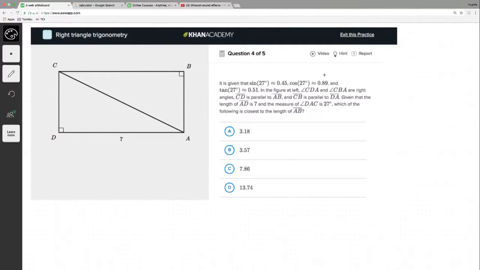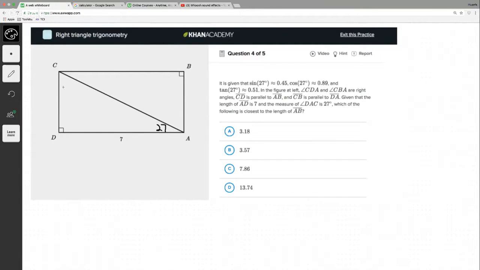Question 4. It is given that sine of 27 equals 0.45, cosine of 27 equals 0.89, and tangent of 27 equals whatever. Okay, cool. In the figure at the left, CDA and CBA are right angles. CD is parallel to AB, and CB is parallel to DA. It's a rectangle. That's what it's basically saying. Given that the length of AD is 7 and the measure of DAC is 27, finally they give us something that's not a special right triangle. Which of the following is closest to the length of AB?